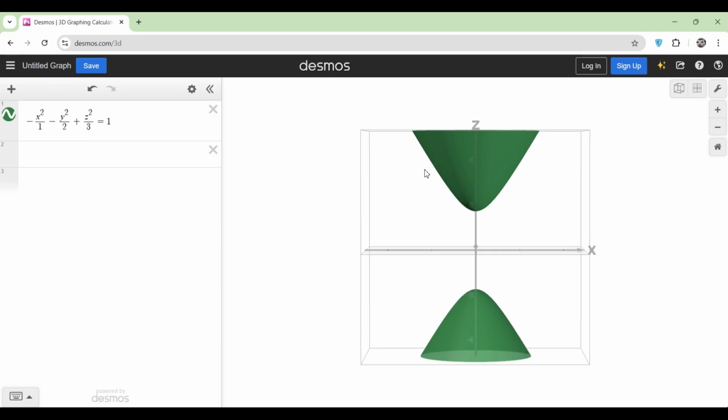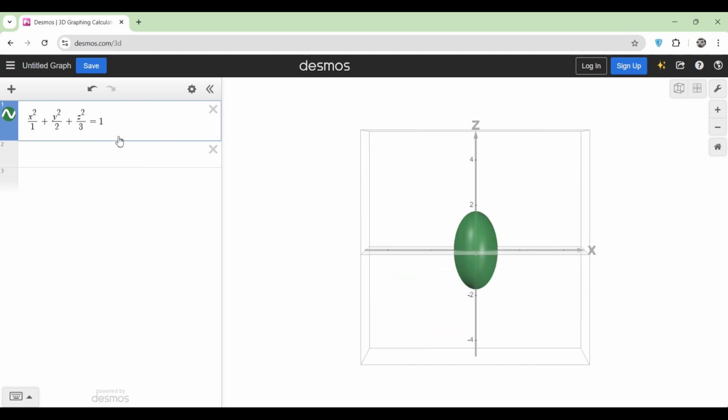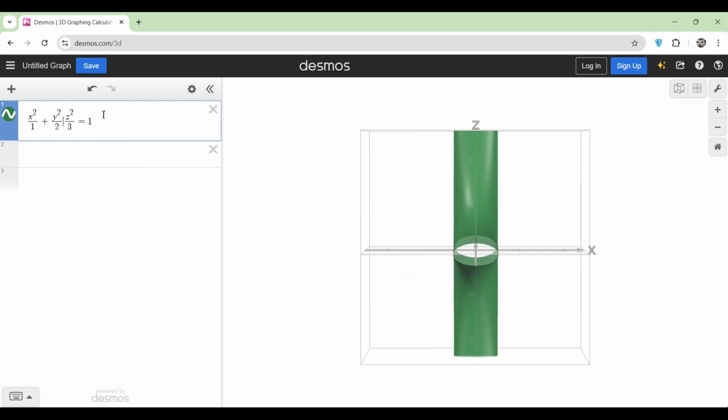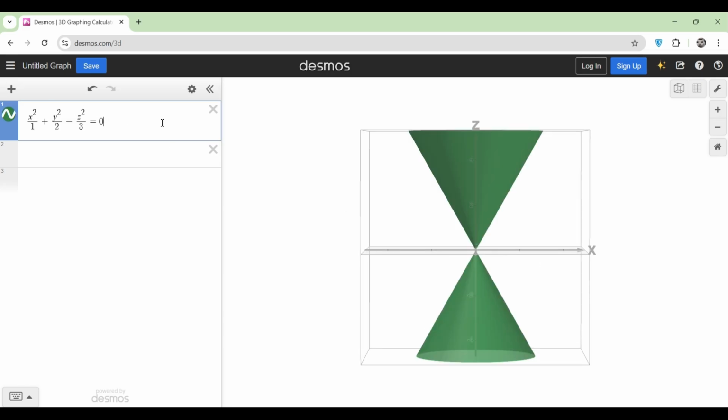So let's talk about elliptic cone. Elliptic cone is another one of those x squared, y squared, z squared. And this one is, I'd say, quite similar to hyperbola of two sheets. So it's going to be x squared plus y squared minus z squared is equal to 0.